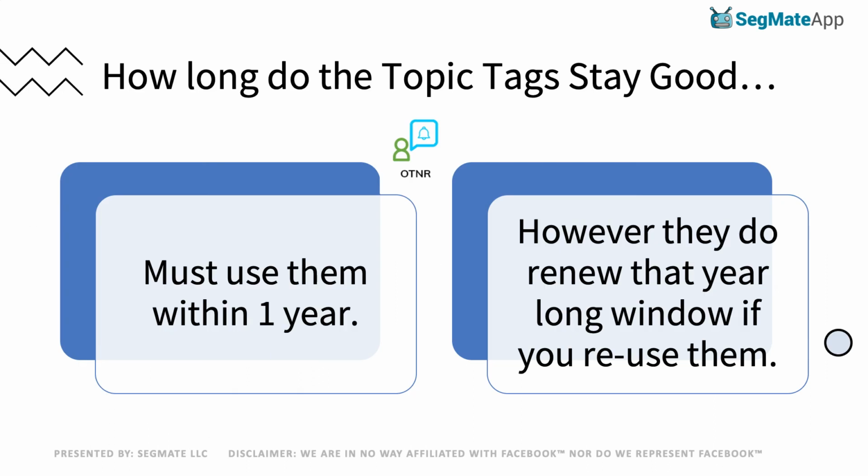Another good question is someone might ask, how long do the topic tags stay good? Well, you must use them within a year. However, they do renew, like I was saying before, that year-long window if you reuse them. So if you decide you want to make one tag for when you go live on Facebook or something like that, then you can keep using that over and over again. You're going to probably send the message out to everybody within a year. If you don't, then you're going to lose those people in there. So you do have some time, and one year is plenty of time because you don't want to interrupt people beyond that scope of time, okay?